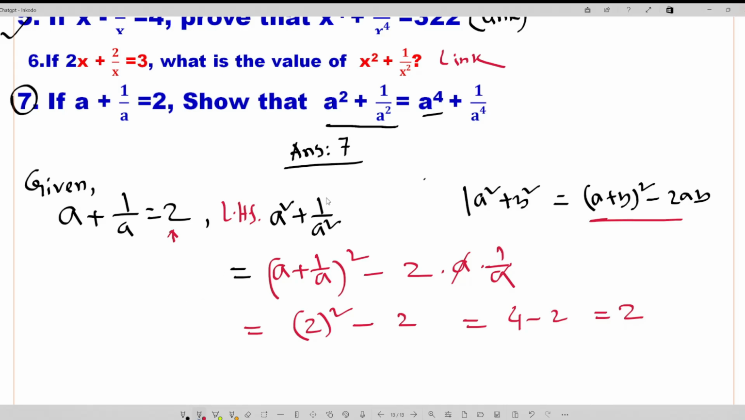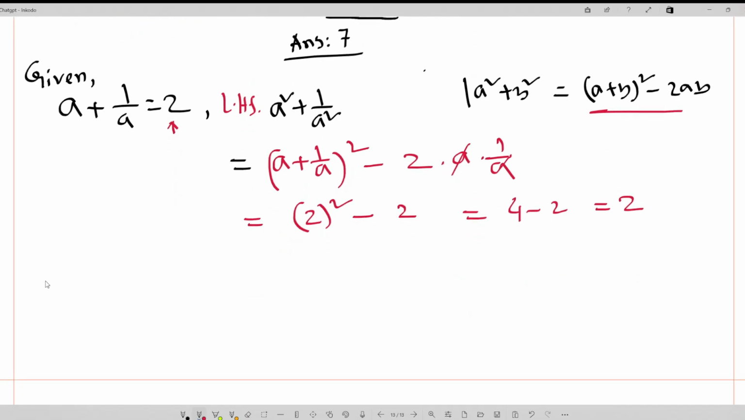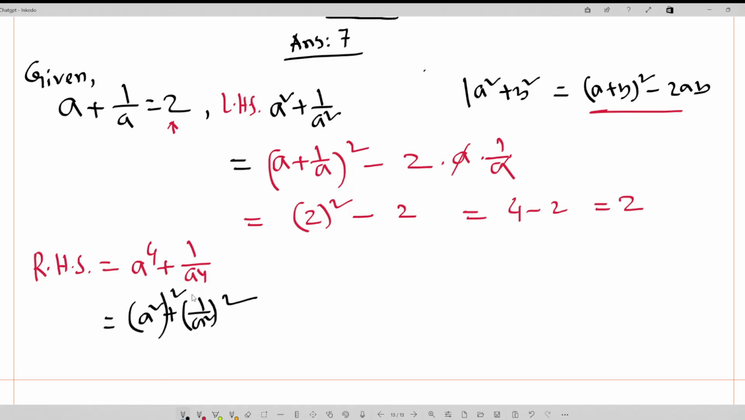Now we have to find out whether the value of a to the power 4 plus 1 by a to the power 4 is 2 or not. So the right hand side is a to the power 4 plus 1 by a to the power 4. This we can write as a square plus 1 by a square whole square minus 2ab, that is 2 times a square times 1 by a square, because a square to the power square is a to the power 4, and 1 by a square to the power square is 1 by a to the power 4.